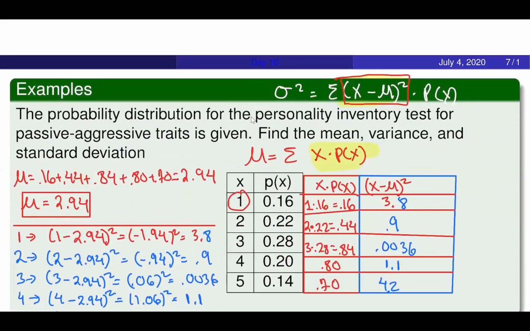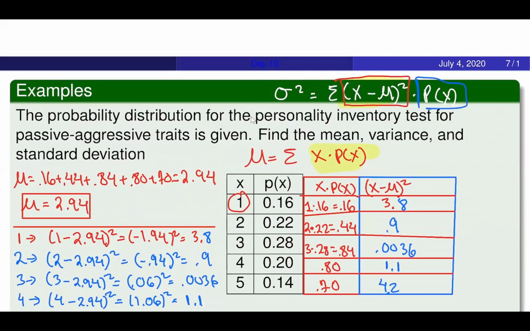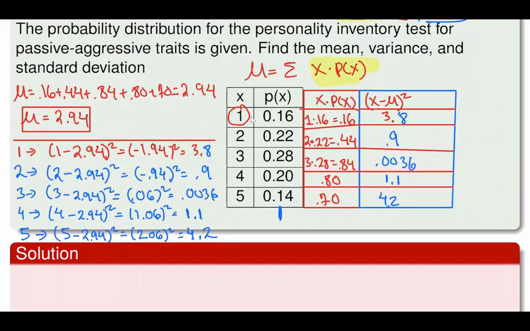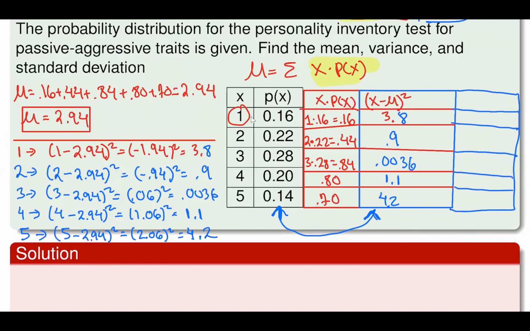All right, so if you look at it, now what we have to do is multiply by P of X. So I have to get this column right here, and now we multiply by this. So let's add that over here. We're going to say X minus mu squared times P of X.